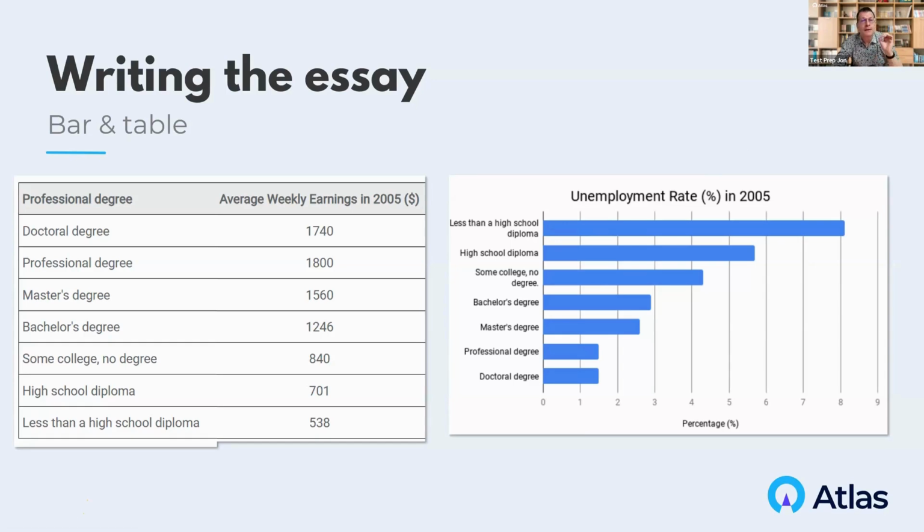This is good because we know that both of these forms of visual data are using the same date. So we don't need to worry about changes over time, which means we don't have to worry about anything too complicated about our tenses.